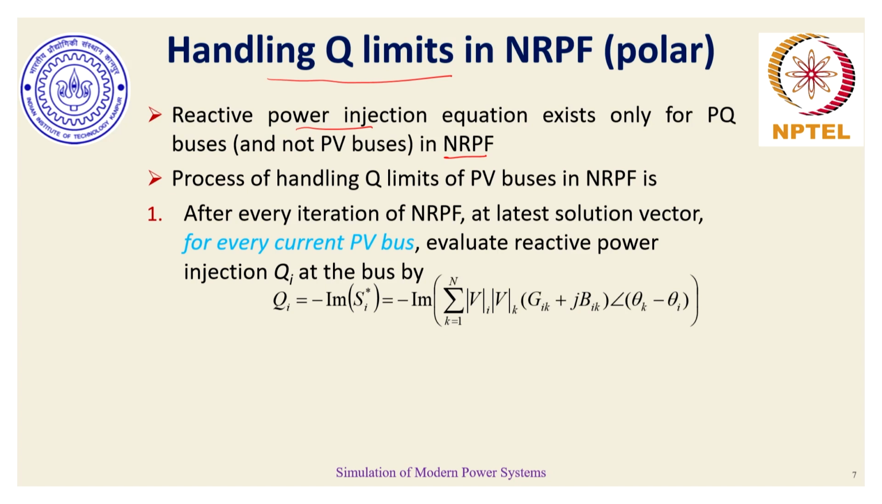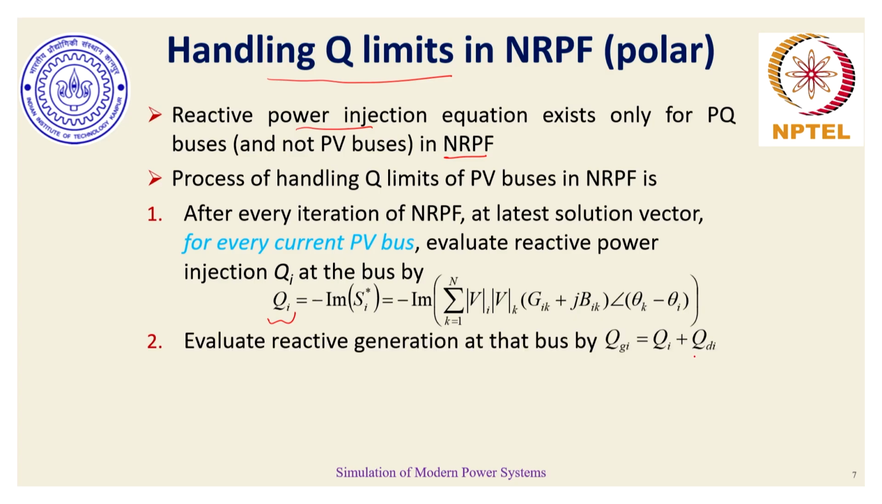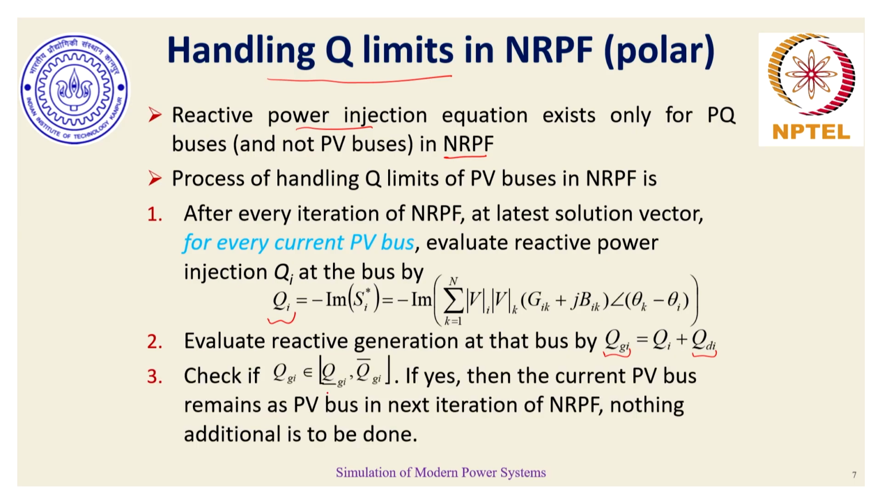At the latest available solution of voltages, we try to find the corresponding reactive power injection at every PV bus. If there is a load present at the PV bus, we add it to the injection and then find the corresponding generation at the corresponding PV bus. If this generation is within its minimum and maximum limits, absolutely nothing needs to be done. The bus remains a PV bus, and the rest of the Newton-Raphson polar power flow equation discussion follows. There is no change involved.